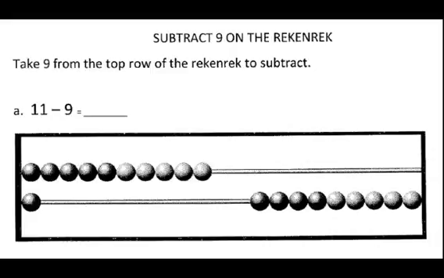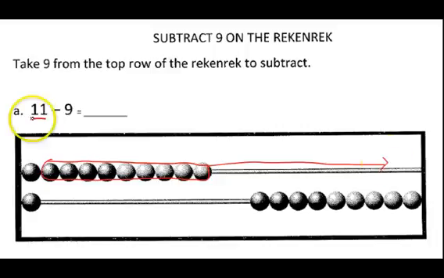The first problem says take 9 from the top row of the Rekenrek to subtract, and the problem is 11 minus 9. If you look on the left side of the Rekenrek, I have 10 on the top row and 1 on the bottom row to show 11. If we had real Rekenreks in front of us, we would take 9 of the beads and slide them back over to the right. So I would take this group of beads and move it over to the right.